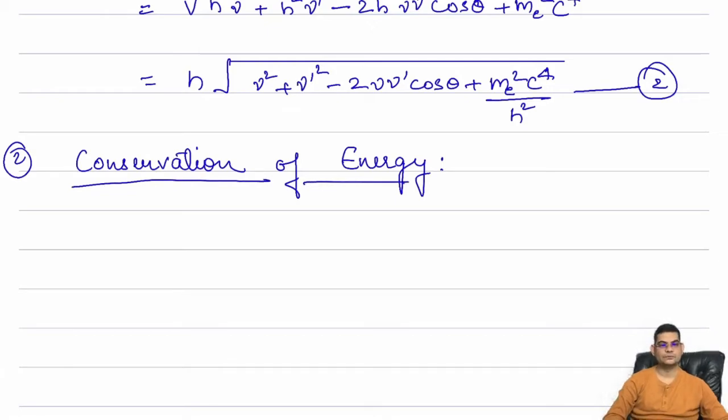Because we assume that the collision is perfectly elastic, so no energy loss during the collision, the initial energy of the system must be equal to the final energy of the system. So we can write: energy of the photon plus rest mass energy of the electron is equal to energy of the scattered electron plus scattered photon.